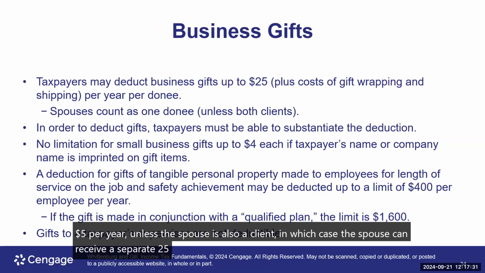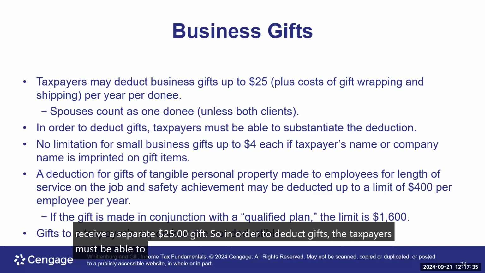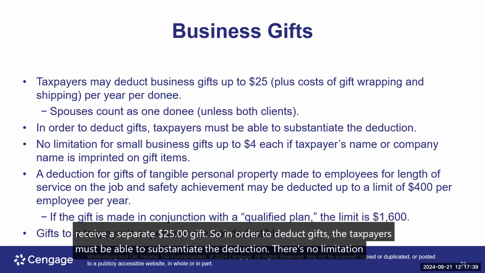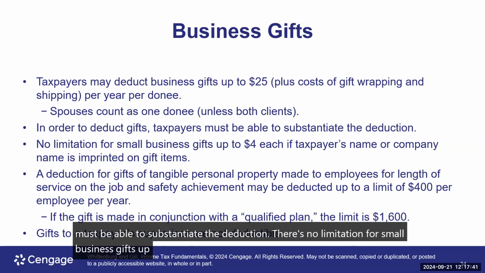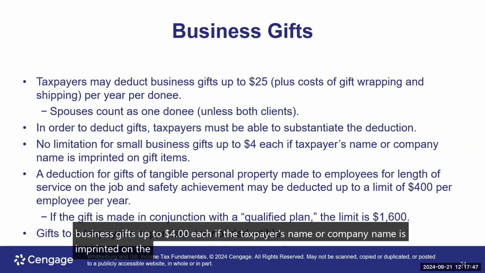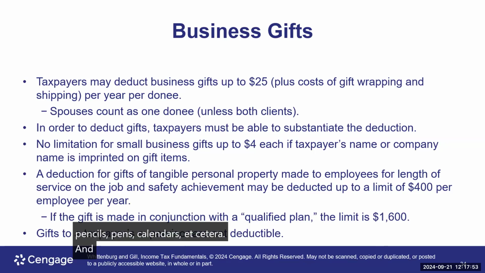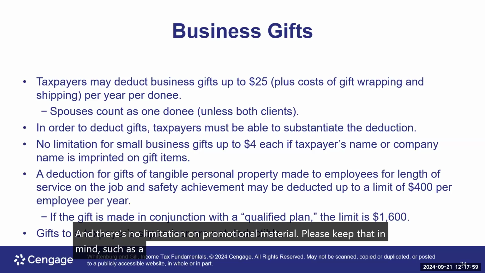In order to deduct gifts, the taxpayers must be able to substantiate the deduction. There's no limitation for small business gifts, up to $4 each, if the taxpayer's name or company name is imprinted on the gift items. This might be items such as pencils, pens, calendars, etc. And there's no limitation on promotional material, please keep that in mind, such as a sign or a display rack.